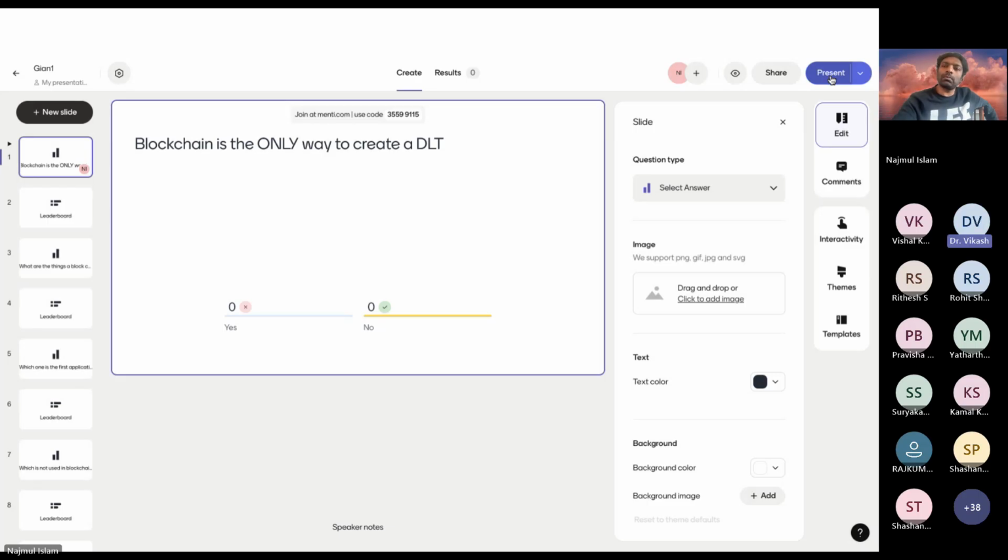Can you please repeat it once? Repeat means, can you see my screen? The code. Yeah, the code: 355 99115. Maybe I can paste it in the chat if you want, although you can see it on the screen. But let me paste it in the chat. 355 99115. Yeah, it is in the chat now. I have put it in the chat.